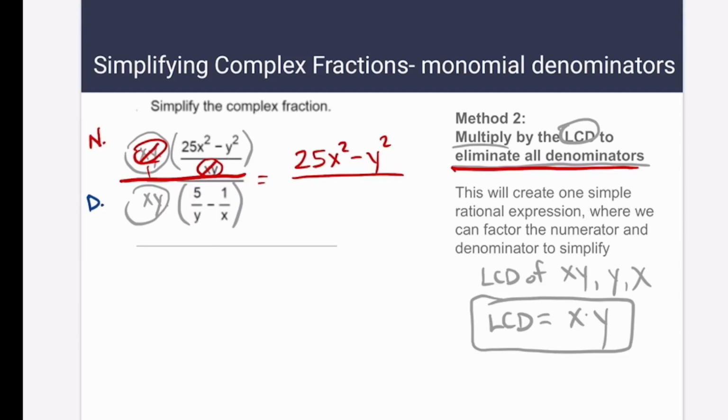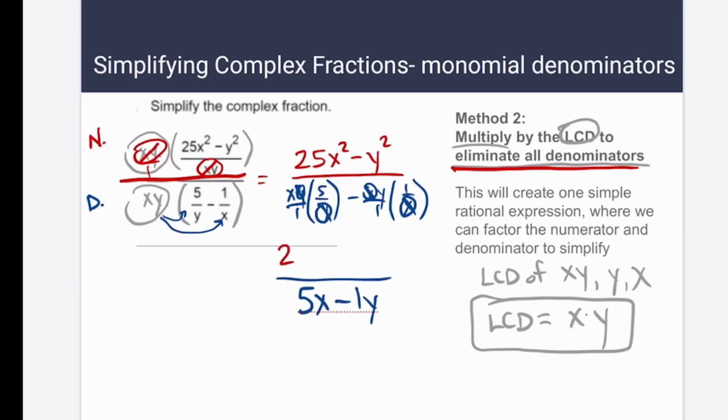So we also took this xy and multiplied it by the denominator. Because this is split up as two separate terms, I would suggest distributing this xy. So you have xy times 5 over y minus xy times 1 over x. Hopefully this helps you in multiplying. We could put this over 1. For the first part, the y's are going to cancel because we can divide those. And for the second part, the x's are going to cancel. So our denominator is going to be 5x minus 1y, and our numerator is still 25x squared minus y squared.